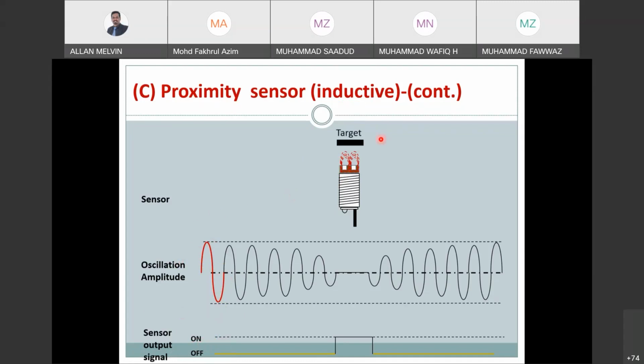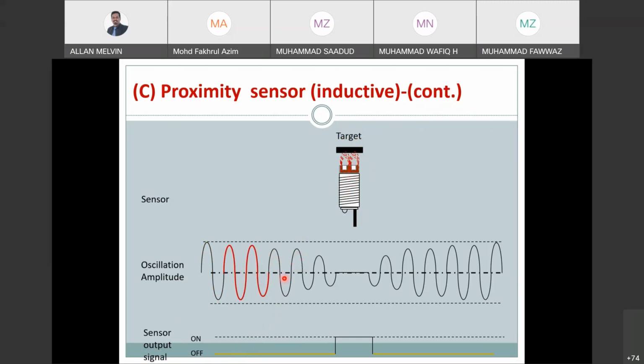Okay, let's say you have a target. So target is coming here. Okay, target is coming nearby, so meaning something your product lah. Okay, so it's coming nearby. So you can see as it approach, amplitude akan berkurangan. So berkurangan. But here the sensor output is still zero ataupun off. Dia ada particular distance yang dia kena approach lah, baru dia akan on.